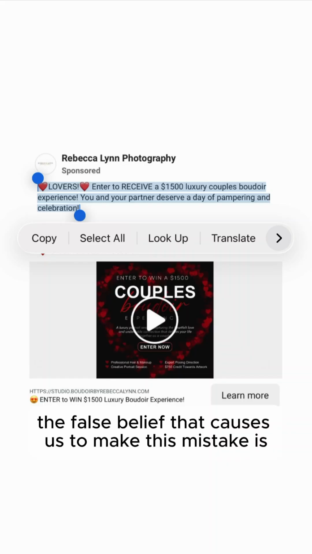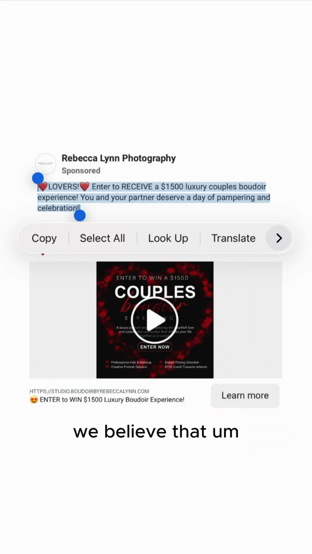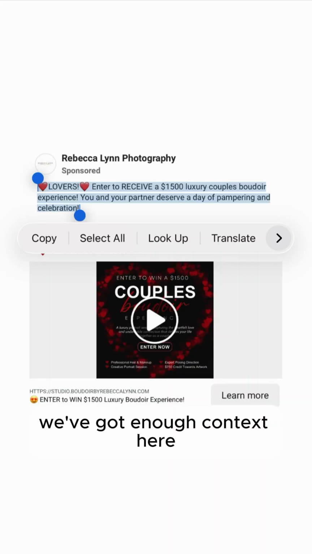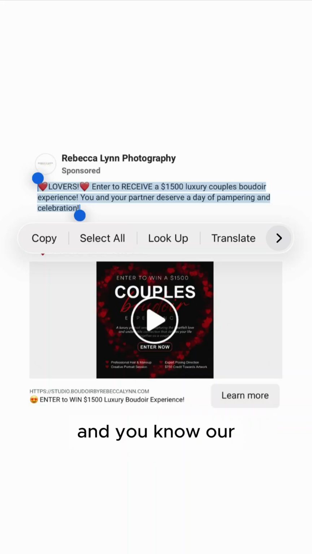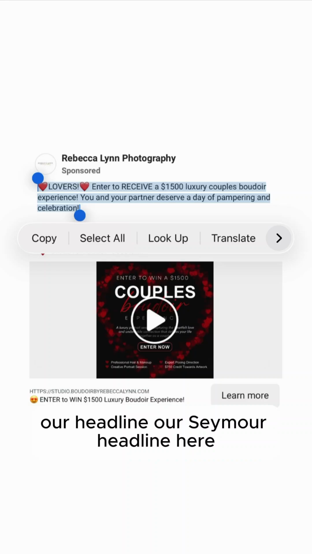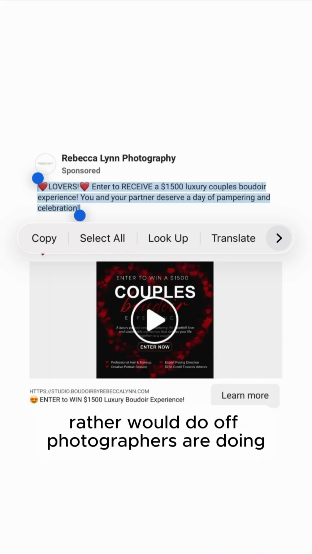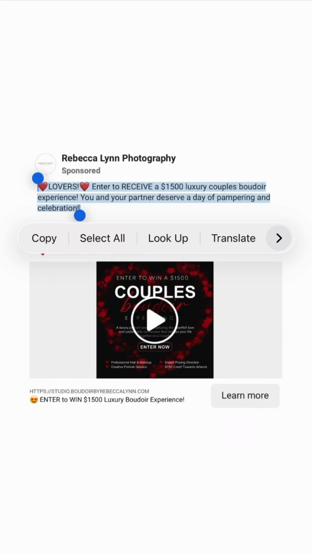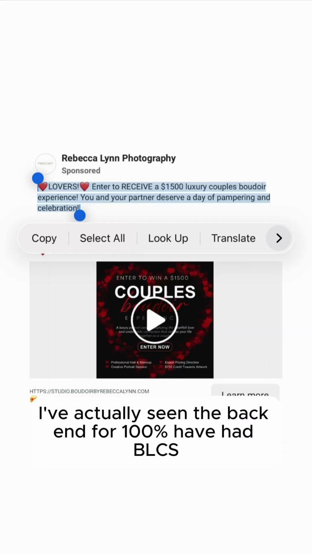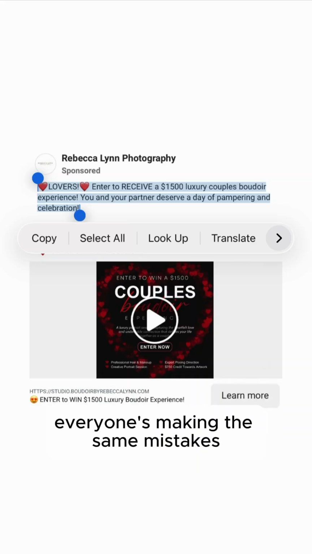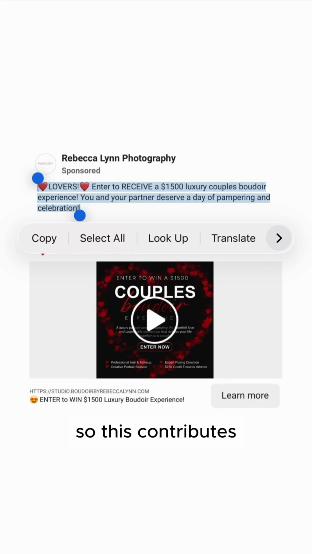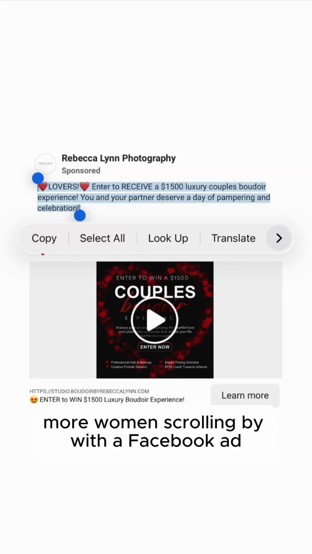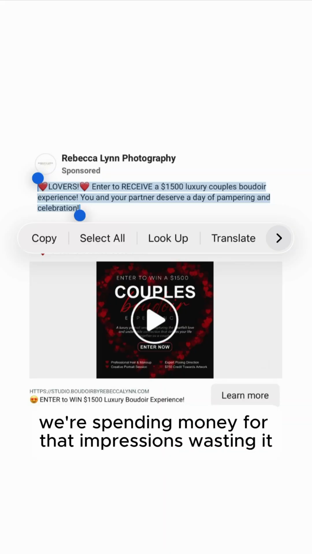The false belief that causes us to make this mistake is we believe that we've got enough context here to actually bring in more buyers, bring in more of who we want to bring in. And our See More headline here looks kind of like what other Boudoir photographers are doing, so it's probably good enough. But every other Boudoir Facebook ad I've actually seen the back end for 100% have had BLCS, Boudoir low click syndrome, because everyone's making the same mistakes. So this contributes more women scrolling by our Boudoir Facebook ad than necessary. We're spending money for that impressions, wasting it.